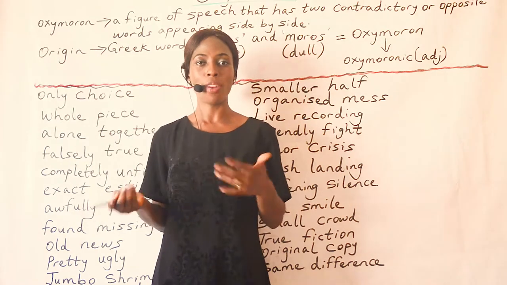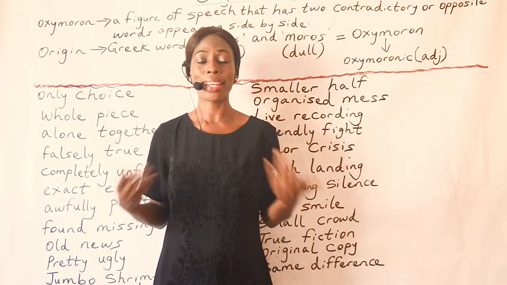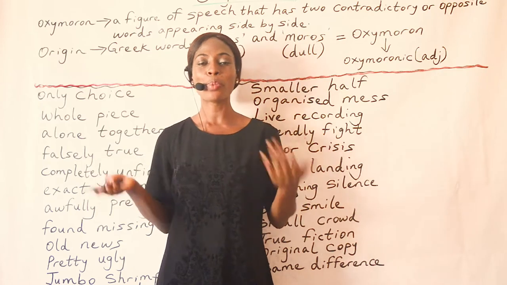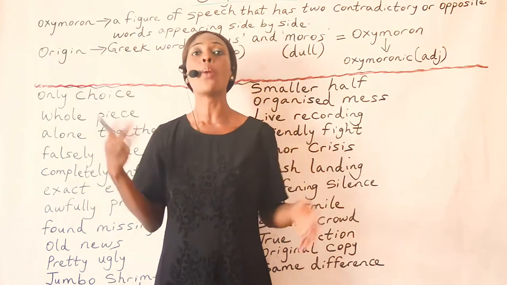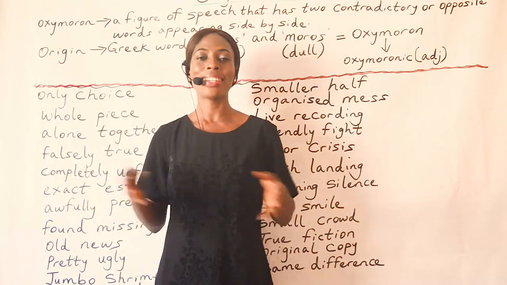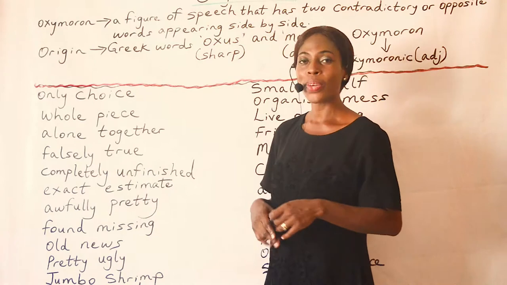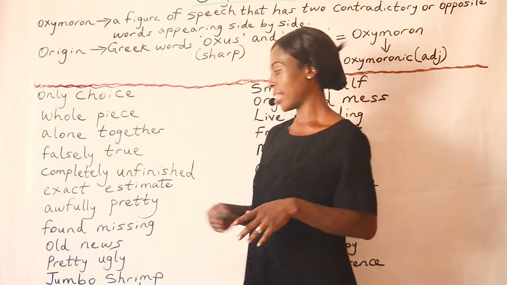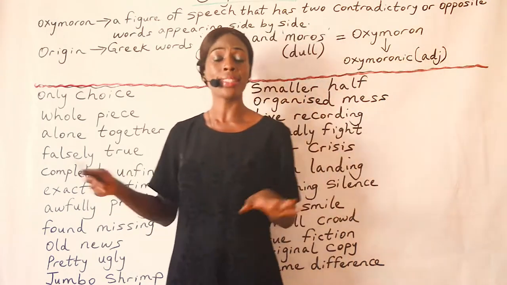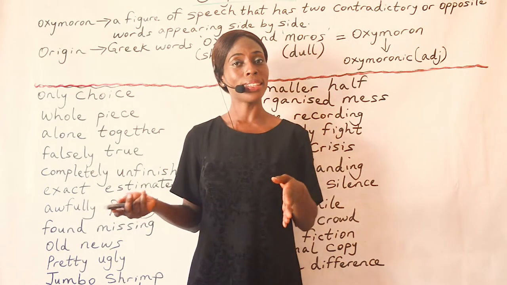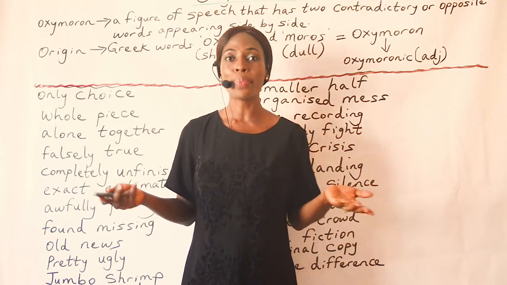Awfully pretty, awful, pretty, awful at the same time in the sentence, it contradicts. So that's what oxymoron is about. A combination of two opposite words in a sentence. Awfully pretty. Next we have "found missing." Can something be found and still be missing at the same time? Found missing. The girl was found missing.